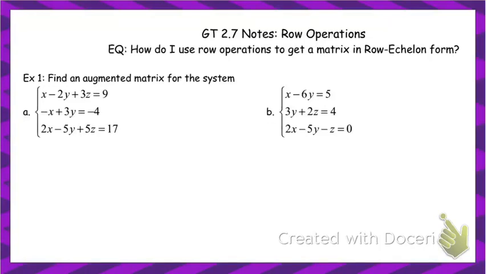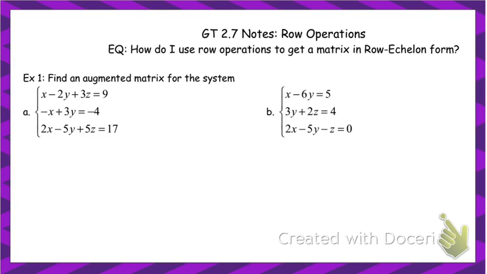Hi guys, so today we're going to look at row operations for a matrix in order to get a matrix into row echelon form and reduced row echelon form. So before we start, we need to know what an augmented matrix is.